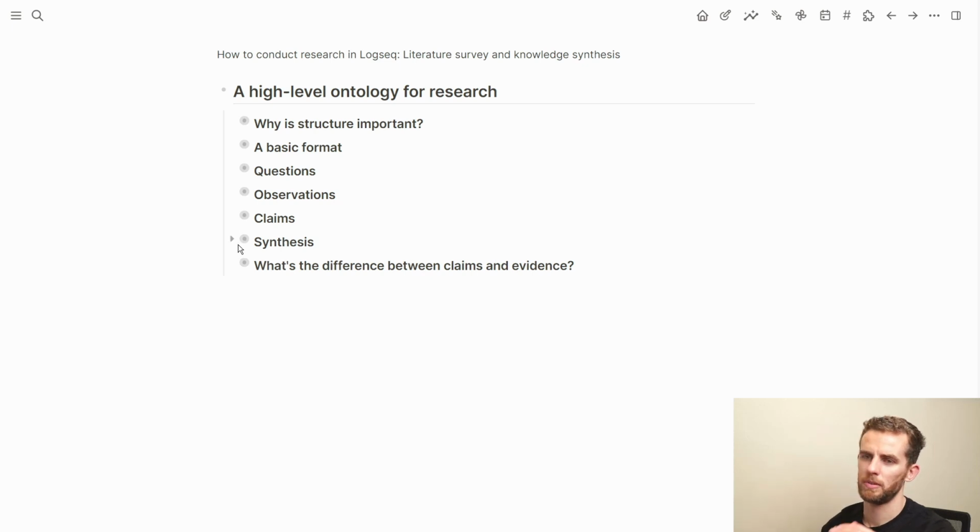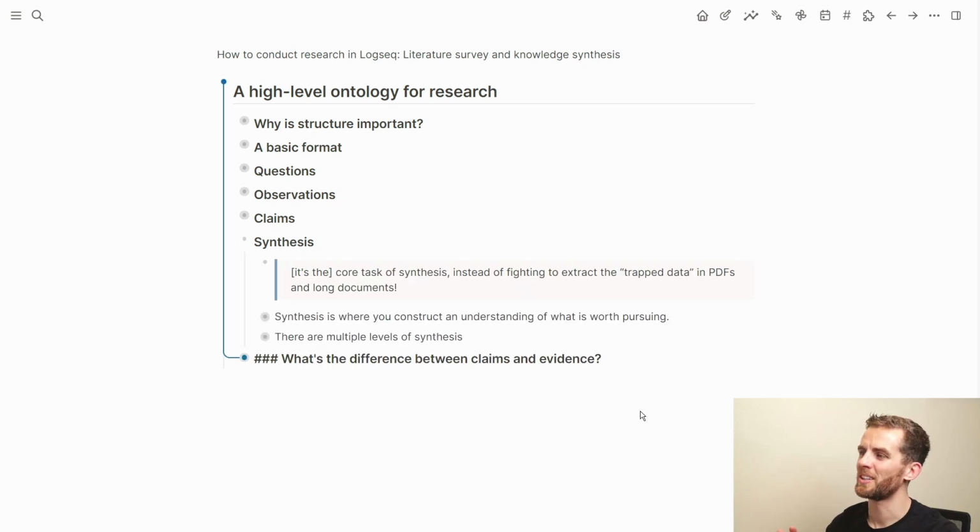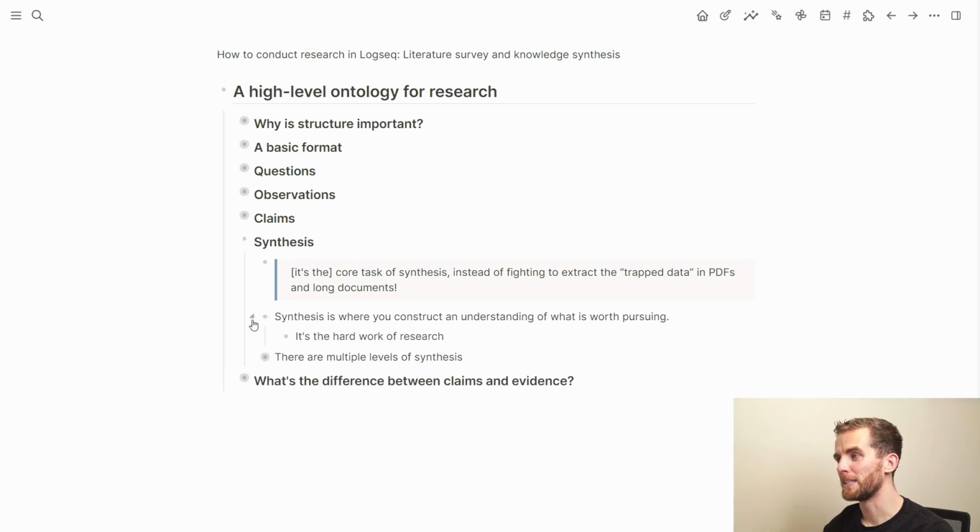Okay, so synthesis. The core task of synthesis is reducing this burden of extracting trapped data in PDF environments. So it's where you construct this understanding of what is worth pursuing based on these different claims and evidence that you are being presented with. And it really is the hard work of research. It's not just taking statements at face value, it's applying them in different contexts.